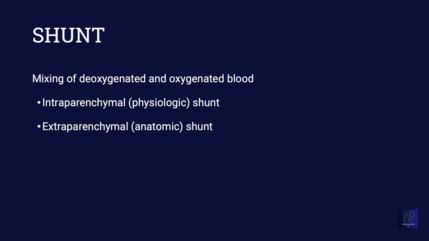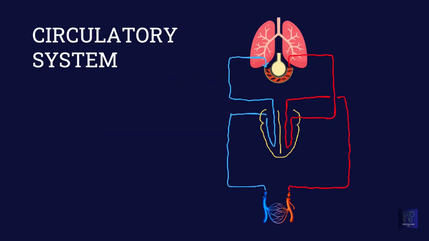Next concept is shunt. What is a shunt? It is basically mixing of deoxygenated and oxygenated blood, or in simple terms, mixing of the impure blood and the pure blood. So there's two types of shunt: physiologic or intraparenchymal shunt and extraparenchymal shunt. We'll talk more about these in a minute.